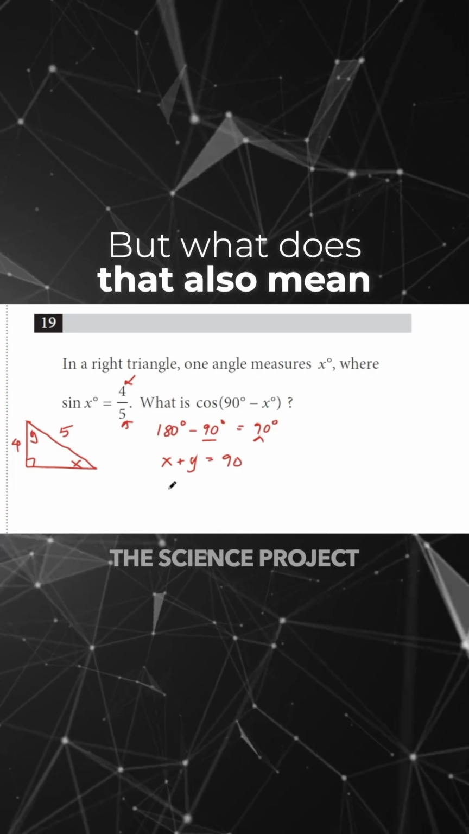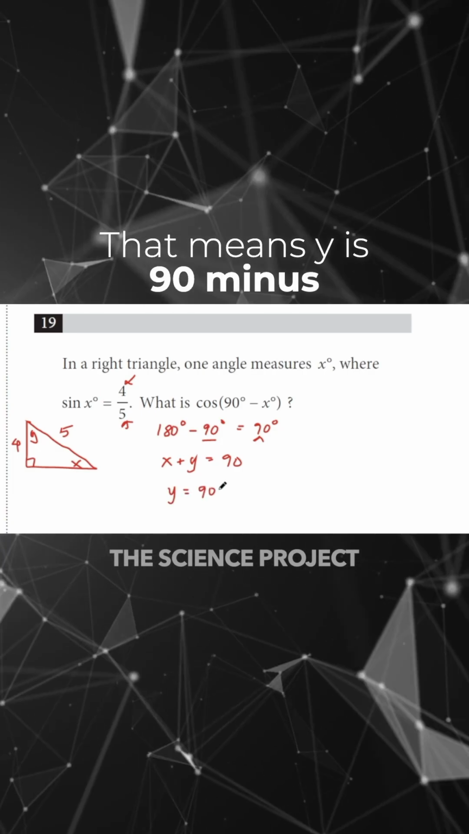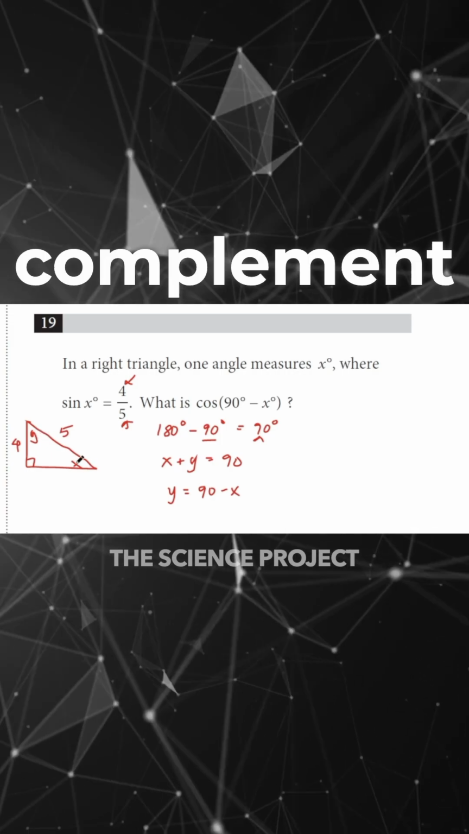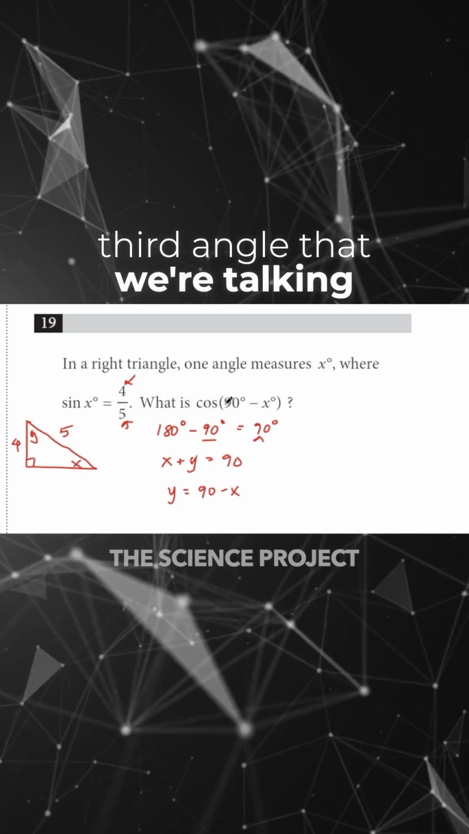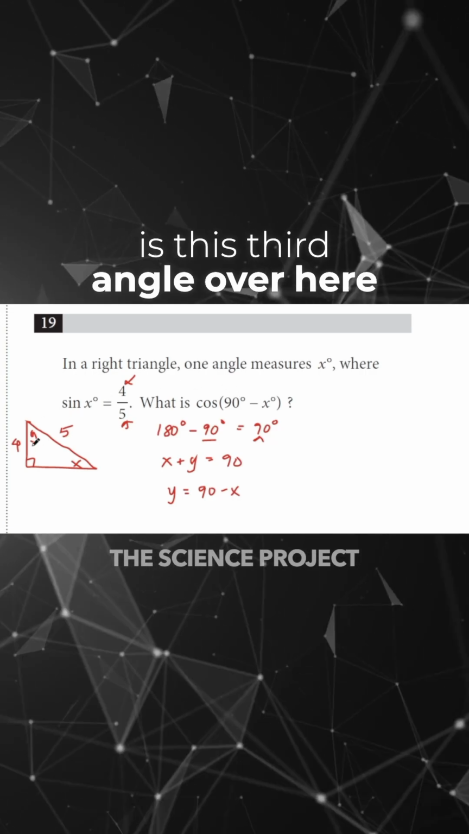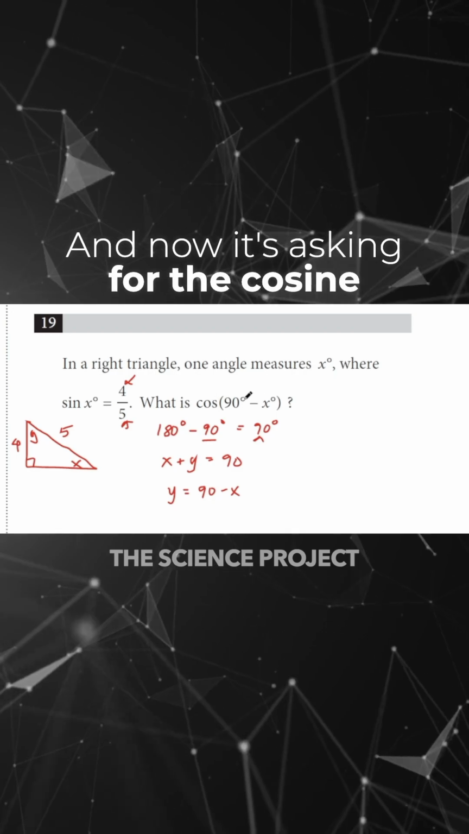But what does that also mean? That means y is 90 minus x. So this is basically the complement, the third angle that we're talking about. So cosine of 90 degrees minus x degrees is this third angle over here. And now it's asking for the cosine of this angle.